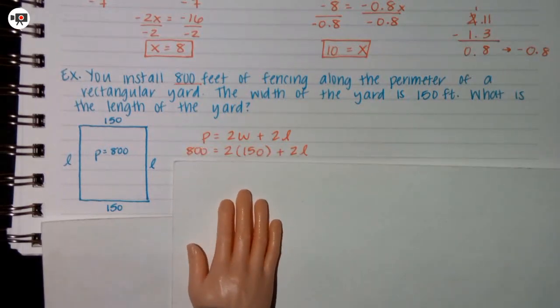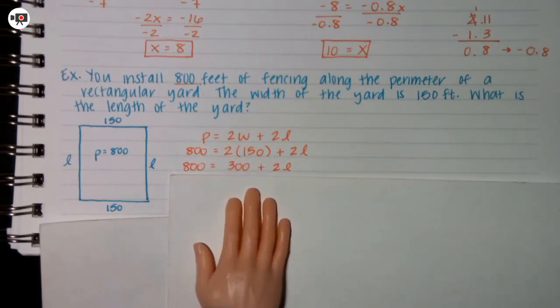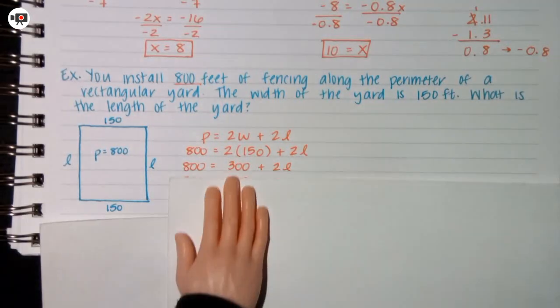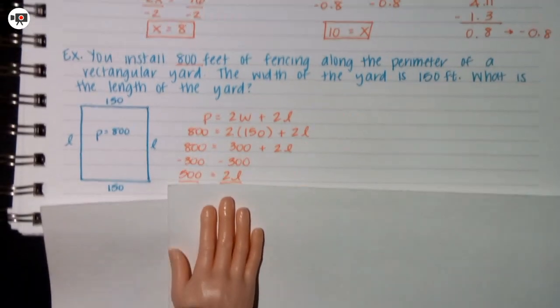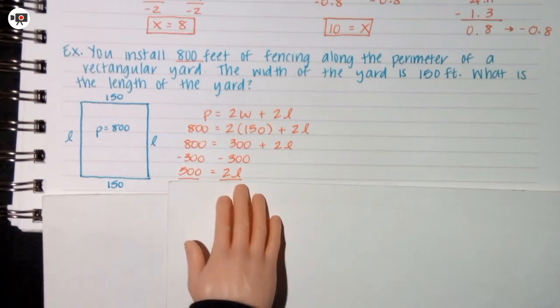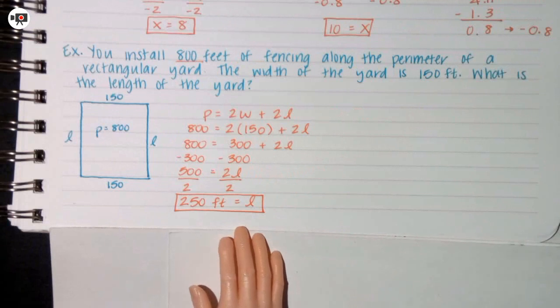The perimeter is 800 feet. The width is 150. 2 times 150 is 300. Solving for L, I'm going to subtract 300 on each side. Then I get 500 equals 2L. To get the length by itself, divide each side by 2, and 250 feet is the length.